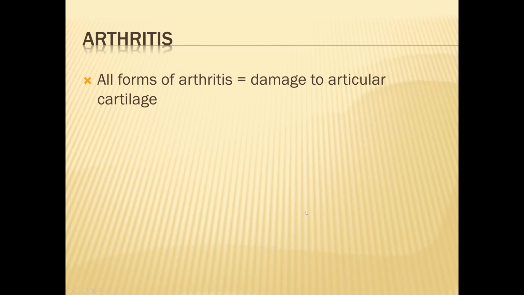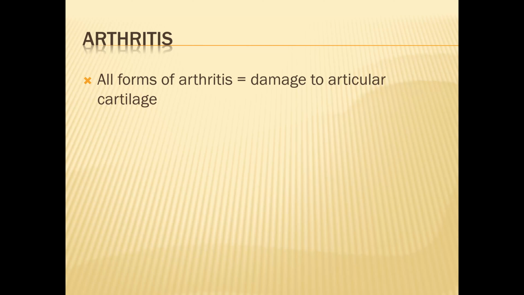So all forms of arthritis are caused by damage to the articular cartilages in your joints. Remember, the articular cartilage is that hyaline cartilage that covers the ends of your bone. So once that cartilage is degraded and has broken down, the ends of your bone can then contact each other, which causes friction and pain.